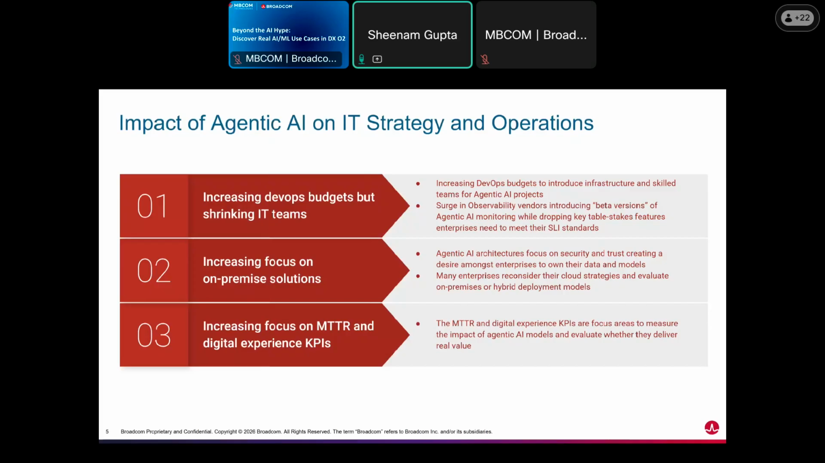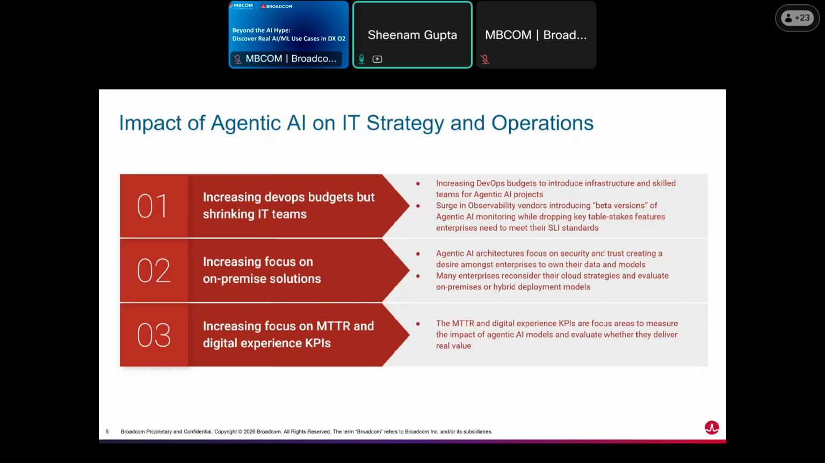The increasing focus on on-premise solutions is interesting because when users talk about agentic AI architectures, the focus on security is almost discussed in the same breath. That means that these enterprises, the state customers, the government customers, the partners, they're looking at not only owning their data, which used to be the case earlier for the on-prem recognition, they're also trying to make sure that they own their models as well.